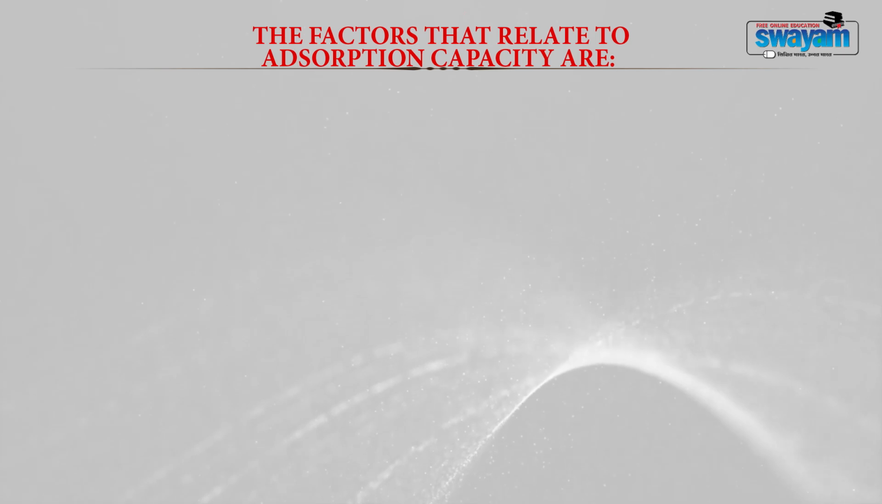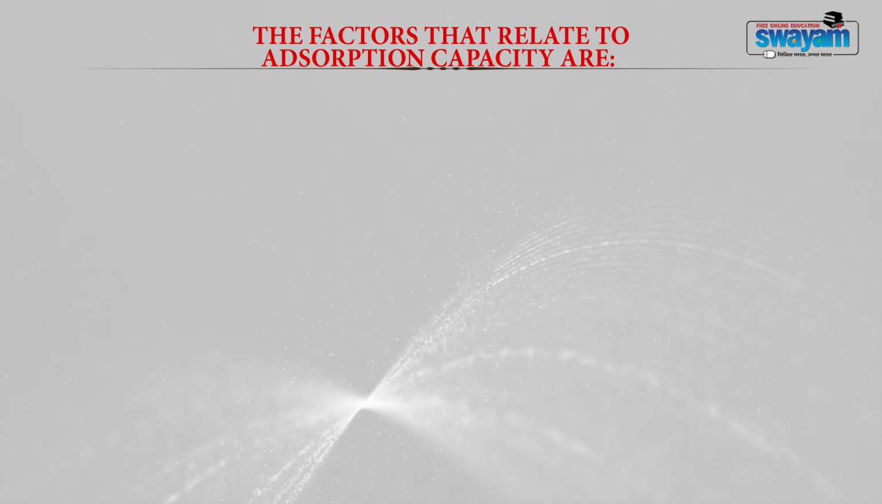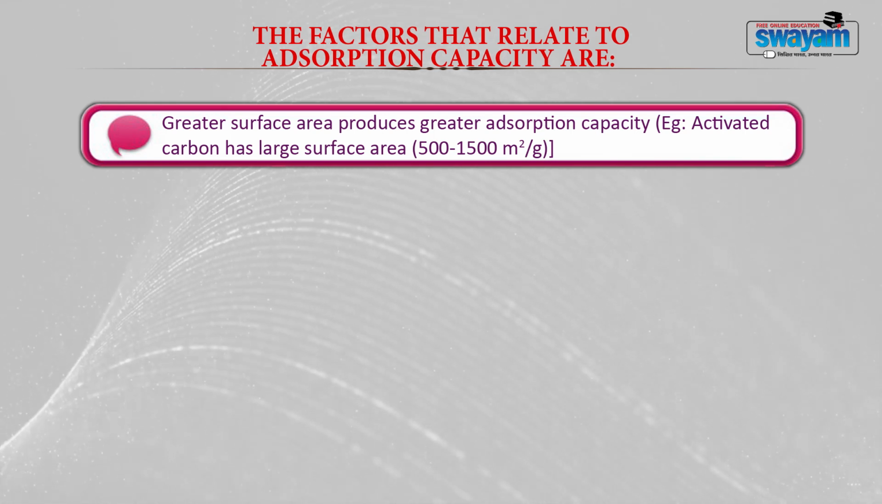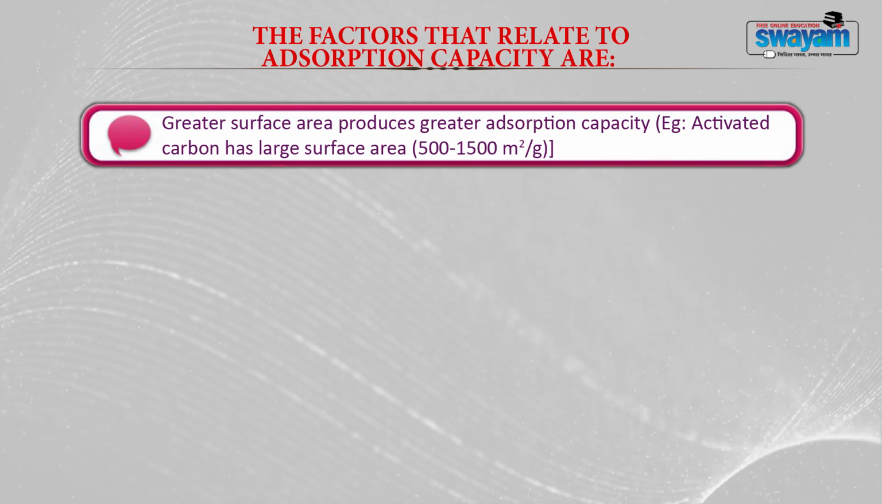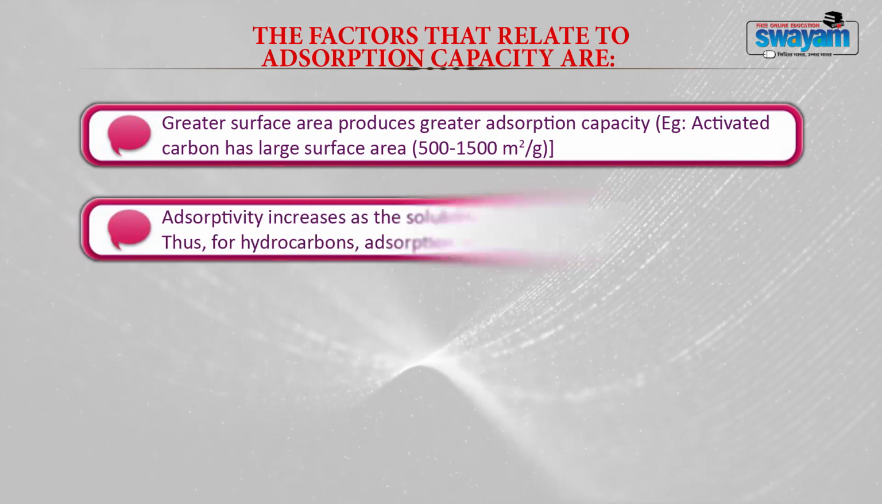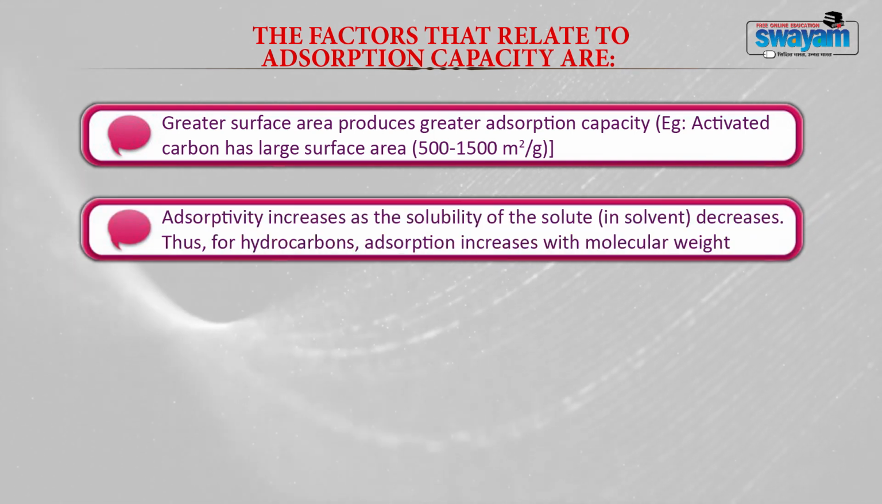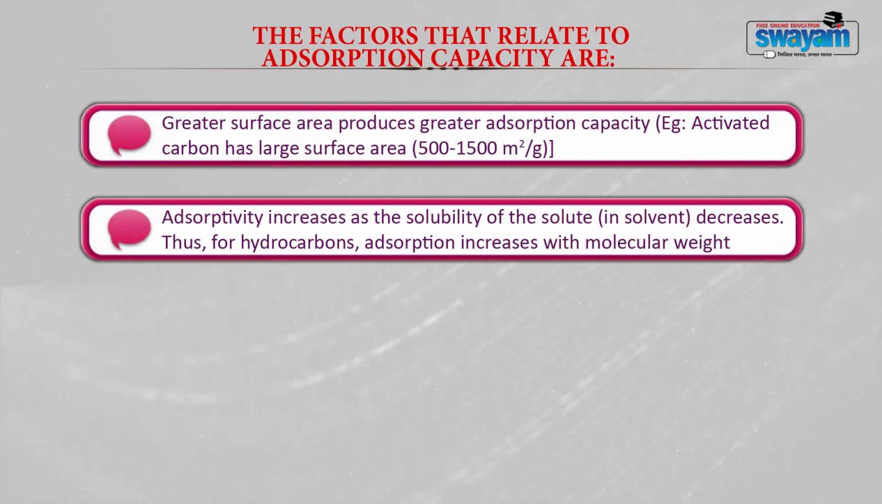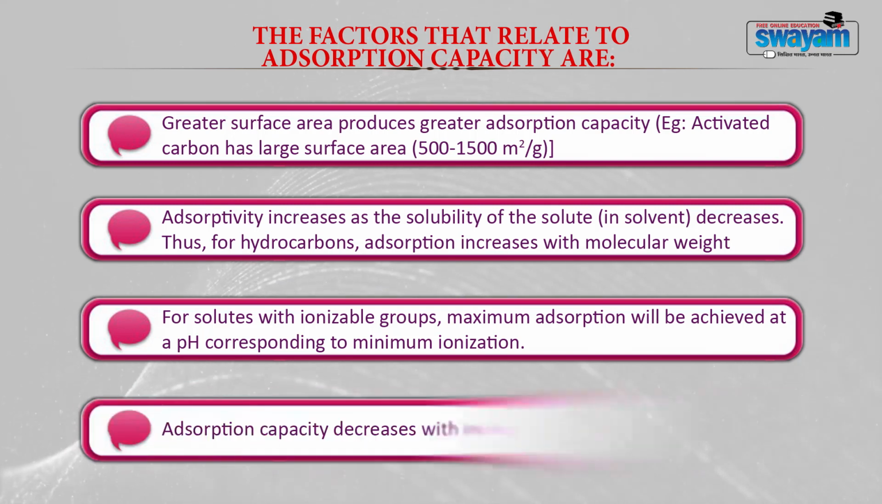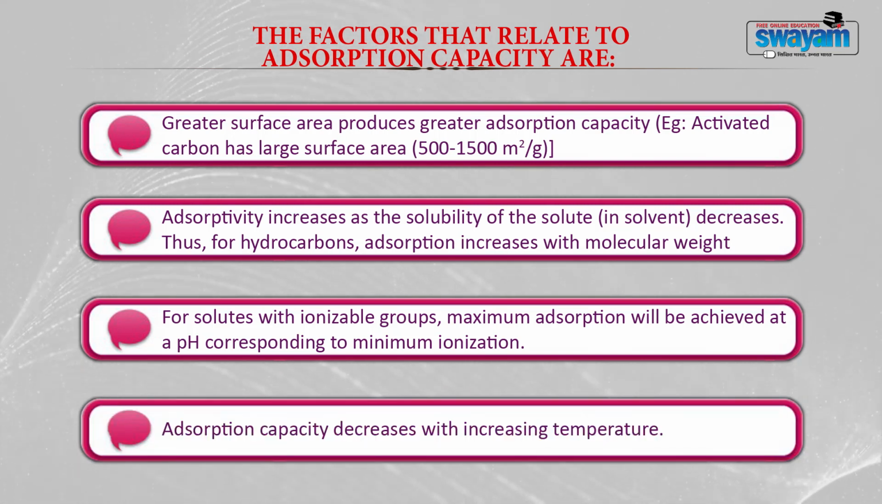Now, what are the factors which influence the adsorption capacity? One, the greater the surface area, the greater the adsorption capacity. For example, activated carbon that has a large surface area will obviously have higher adsorptive capacity. The adsorptivity increases as the solubility of the solute decreases. For hydrocarbons, the adsorption increases with molecular weight. For solutes with ionizable groups, the maximum adsorption can be achieved only when the pH corresponds to the minimum ionization. Adsorption capacity also decreases with increasing temperature.